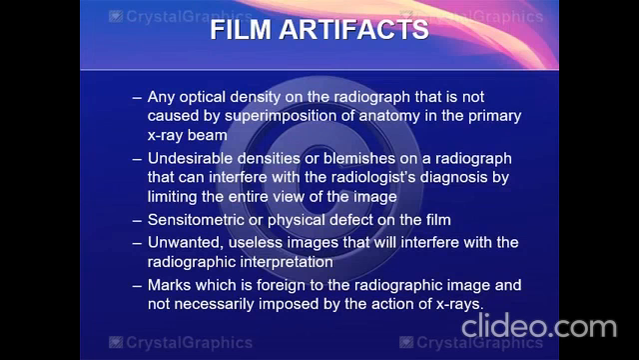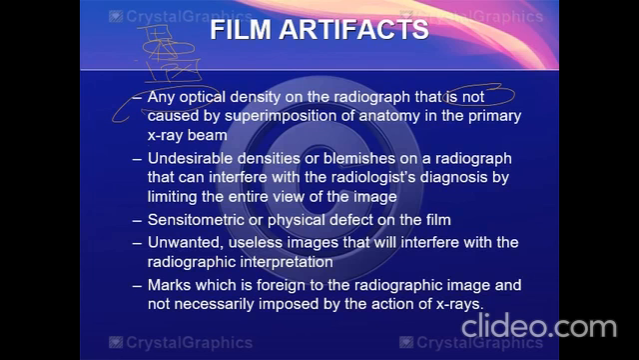So film artifacts. When we say film artifacts, this refers to any optical density on the radiograph that is not caused by superimposition of anatomy in the primary X-ray beam. When we say primary X-ray beam, this is the X-rays that come from the tube towards the patient. So if this is our patient, this radiation is considered the primary X-ray beam.